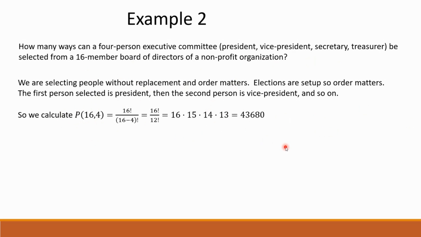That's what we get. As you can see also, this calculation should make sense, right? 16 for the president, 16 possible people. Someone's chosen, you have 15 people remaining for vice president. You have 14 people remaining for secretary and 13 people left for treasurer. So from the calculation alone, it should make sense. We're just multiplying by the basic counting rule.